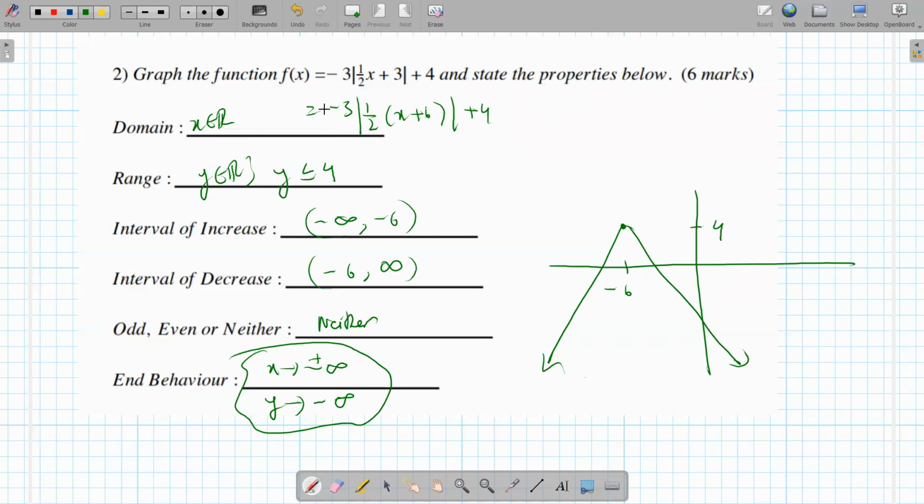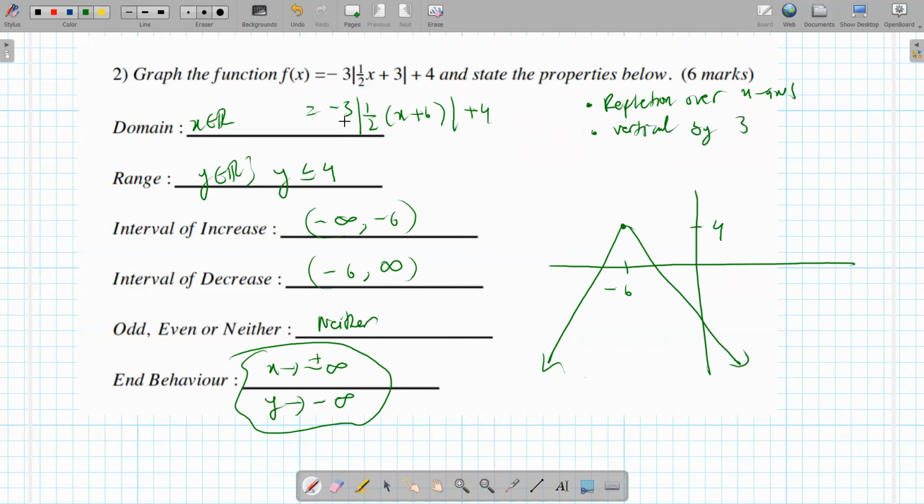What does a minus on the outside do? Flips it over the x-axis. Yeah, so it's a reflection over the x-axis. What does the 3 do? Would that stretch it? Yeah, what kind of stretch? Vertical or horizontal? Vertical stretch. Exactly. So it's a reflection over the x-axis, step 1. Step 2, it's a vertical stretch by a factor of 3.